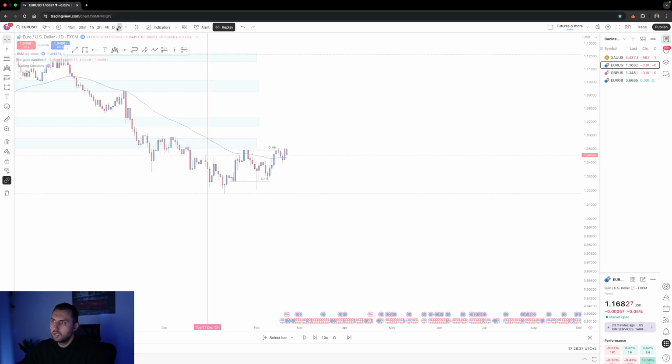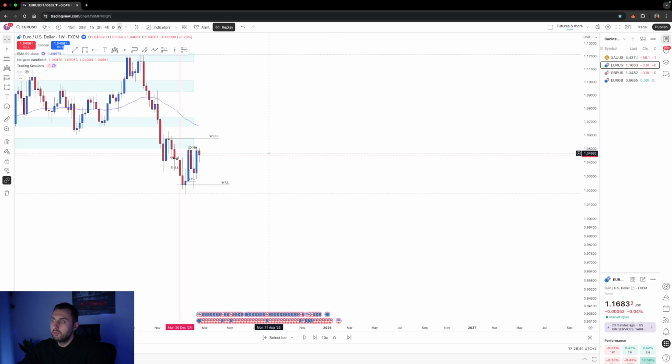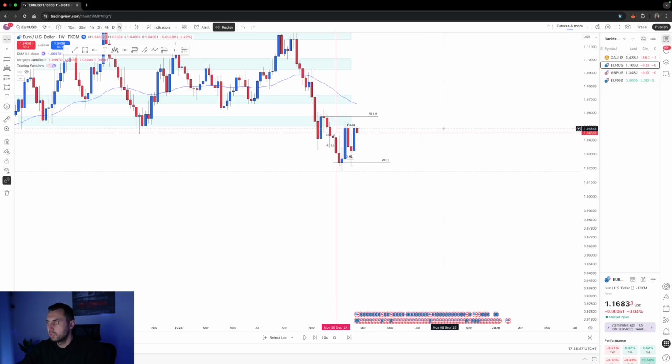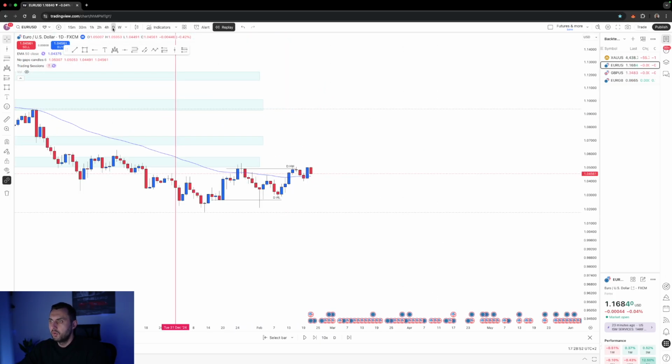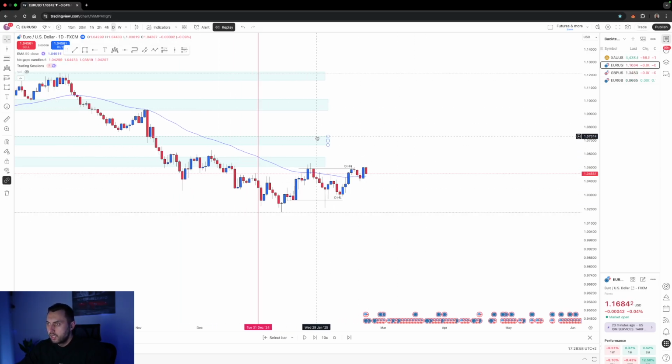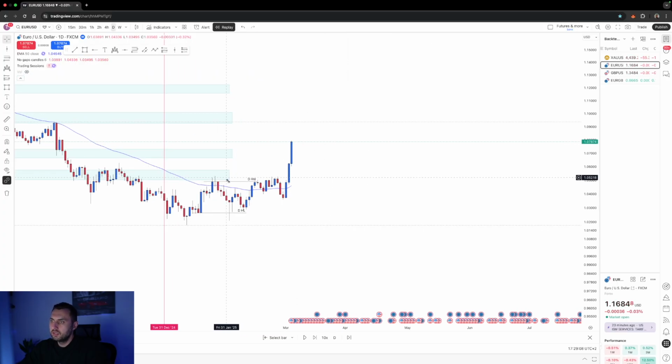Let's see on the weekly what's going on. Interesting. This could be a potential head and shoulders formation on weekly, which is something that we want to see when the price is reversing on weekly. Yeah, let's see. Yeah, now we can see that the price is moving confidently up.